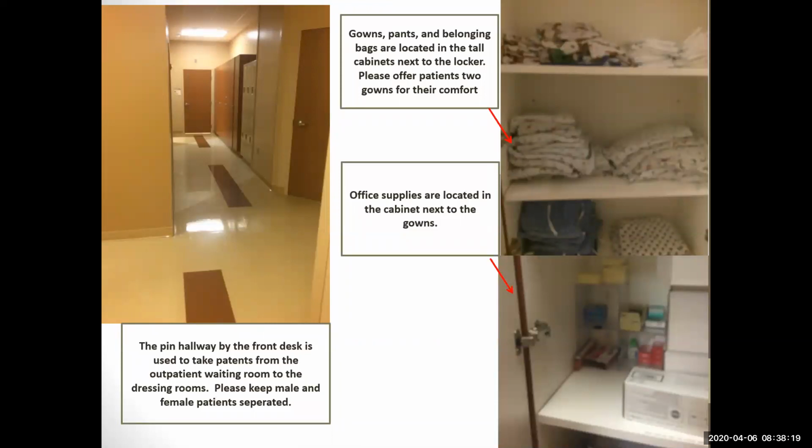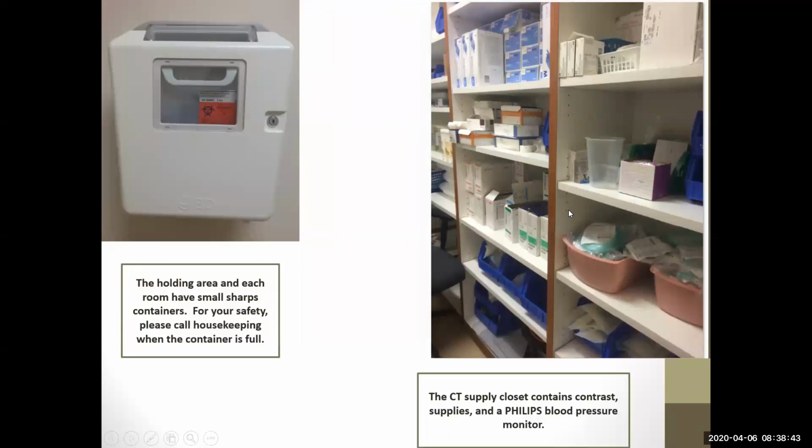Out by the front desk, this little door here would actually lead right into the front desk work area with our front desk clerks. And then we have this hallway. Don't forget there's a bathroom there, and you can take your patients to the female or the male dressing rooms to get dressed for their actual exams. We do have gowns and pants in those cabinets out there opposite. And also don't forget that we have sharps containers throughout the department. If you see that one is 3/4 of the way full and it hasn't been changed, please go ahead and call housekeeping so that it can be changed out.